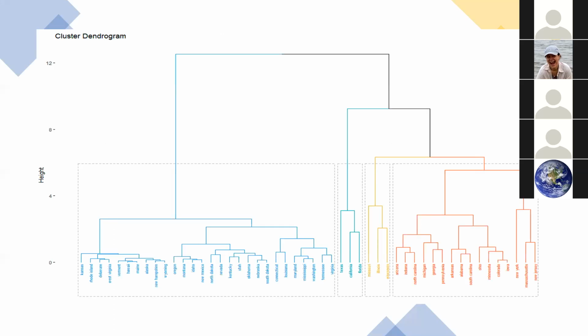Here is the cluster diagram. The most number of clusters is 4 here. Texas, California, and Florida are type 2. Missouri, Illinois, and Wisconsin are type 3. The states in orange here are type 4. The others, blue, are type 1.